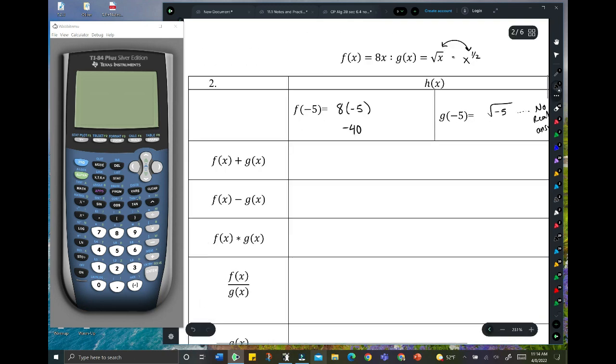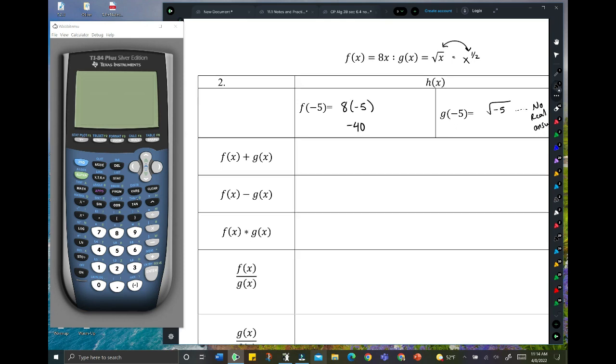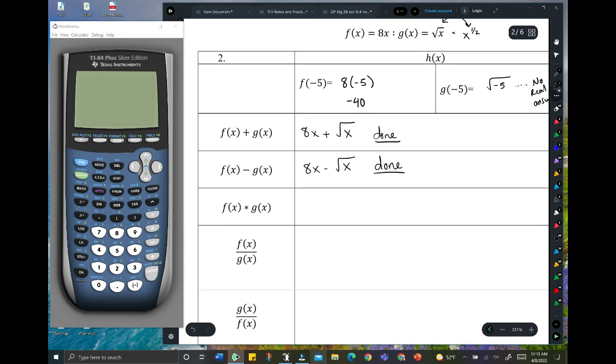Okay? Now, where it's more important is adding, subtracting the functions. So we're simply adding the two functions together in this first spot. You can leave it with the square root. Nothing's going to happen, though. Done. Okay? They are different radicals, so nothing can combine. Same thing with subtraction. Nothing can happen. Done. It gets more interesting with multiplication.